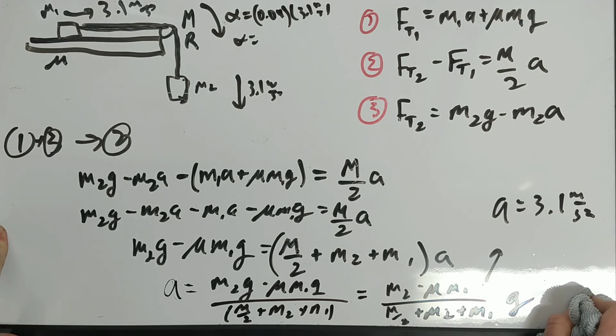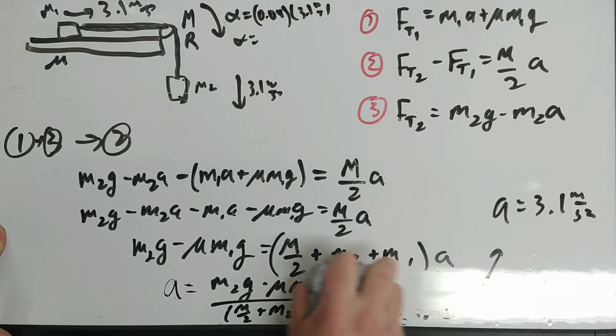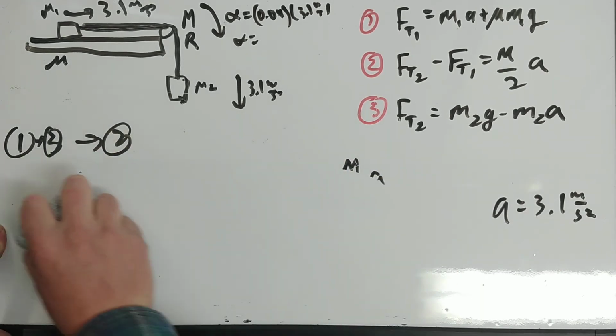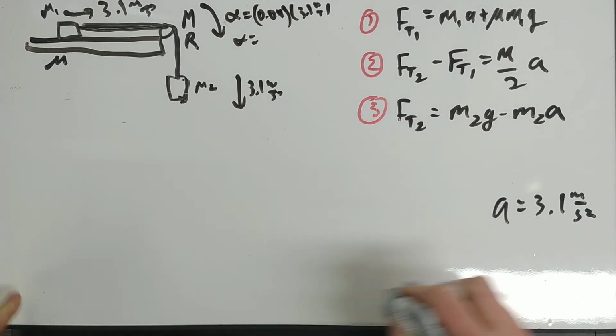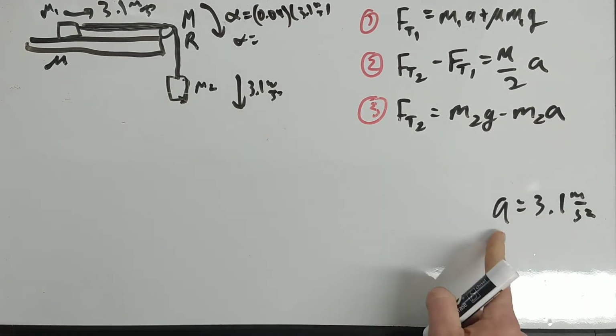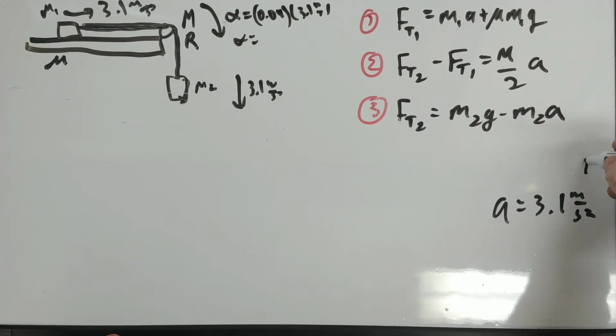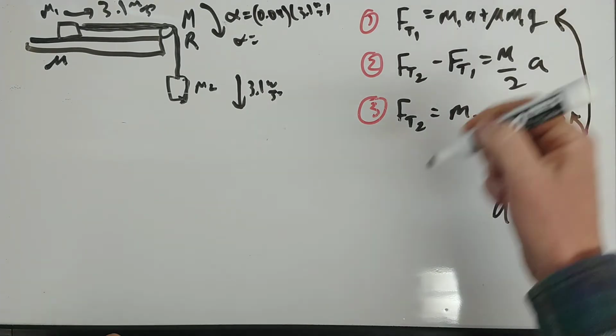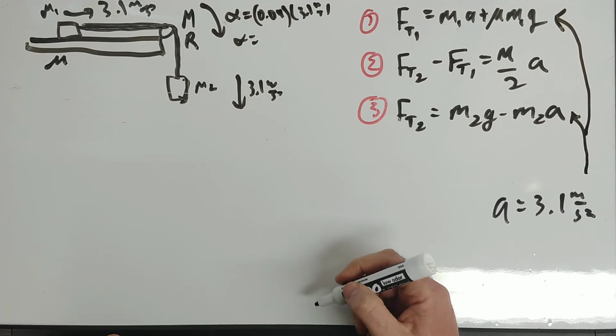So when I went back and checked it, sure enough, I made that sign error. But hopefully you got it now. All right, so once you have that acceleration, then you can go back for part D and use that in equation 3 and equation 1 to get the force of tension.